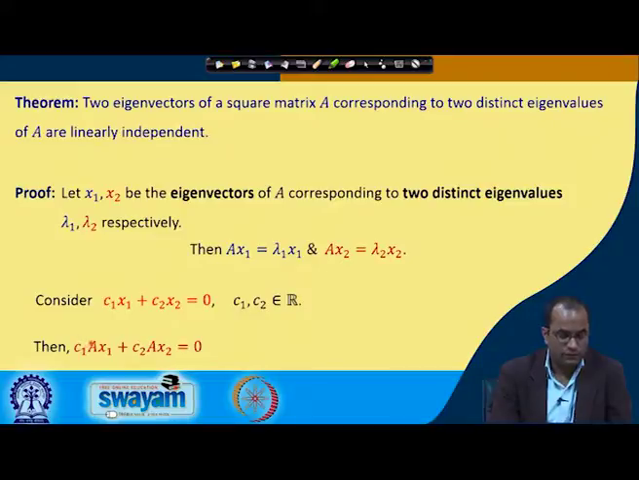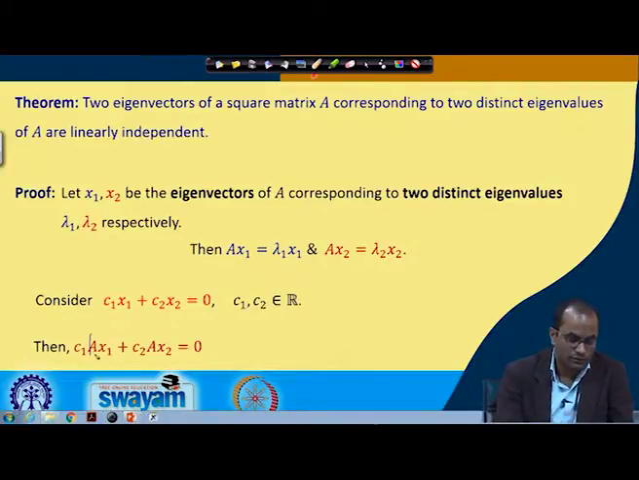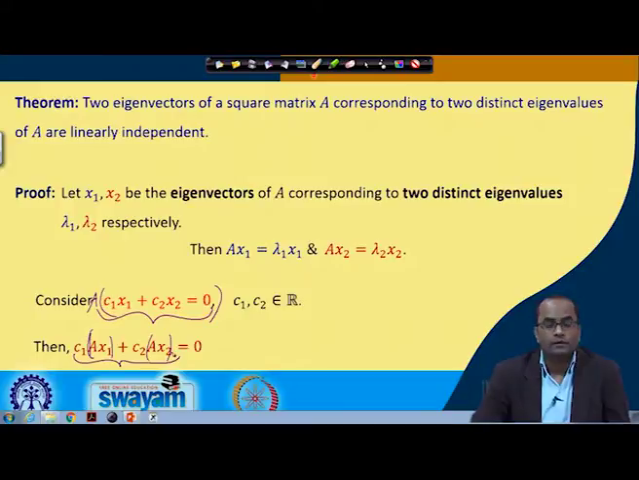So, to do so we will consider here the C 1 and this x 1. We have multiplied by the given matrix A. So, we have C 1 A x 1, because C 1 was a constant, so we have taken it out. C 1 times A x 1 and C 2 times A x 2. This is the relation we got from this equation by just multiplying it by A.